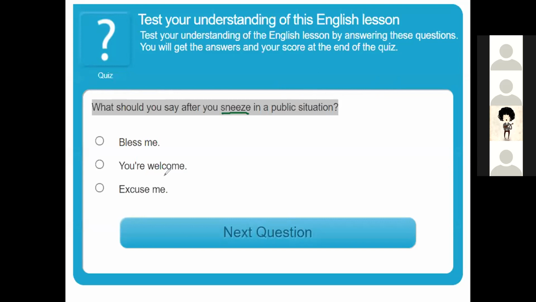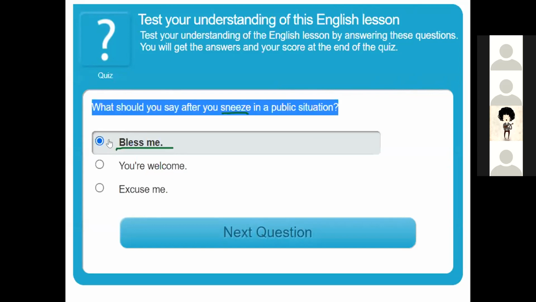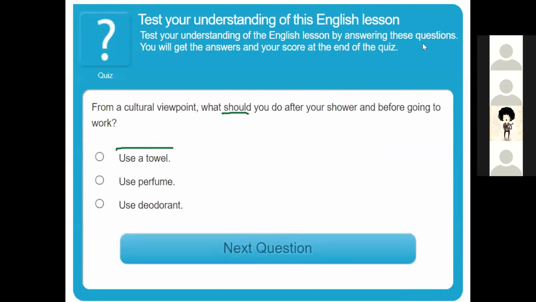What of these phrases can you say? Excuse me. Okay, it can be excuse me, but in English we use this other phrase that is bless me. Okay, we said bless me. Bless me or bless you, ¿no? Bless you. Salud. En la primera clase vimos salud, bless me or bless you. Yeah, guys.